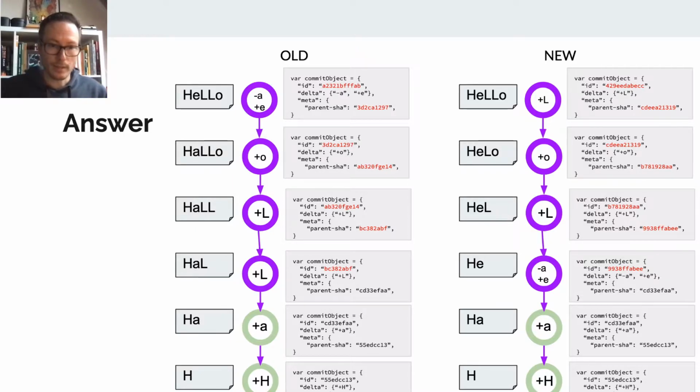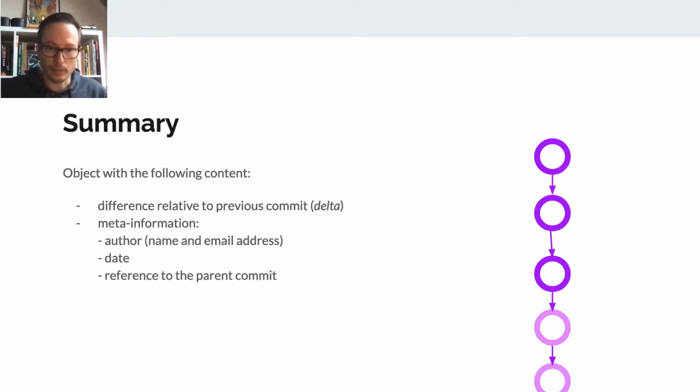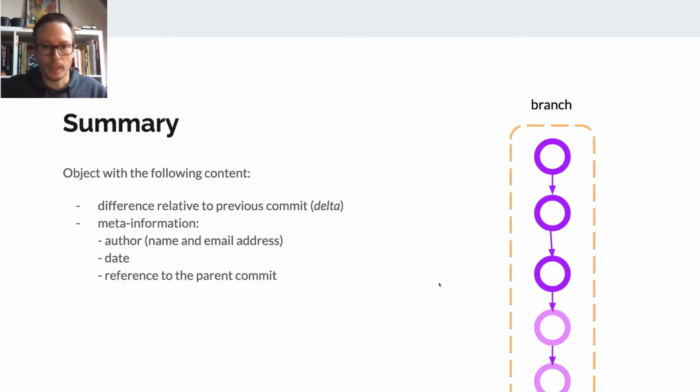So to summarize, a commit contains the difference relative to the previous commit, the delta, and some meta information like the author, the date, and the reference to the parent commit. And it's very important to understand that a commit is a combination of all this. And please remember also the cascading example I just showed. So these chains of commits we call a branch. And let's call the default branch the main branch.